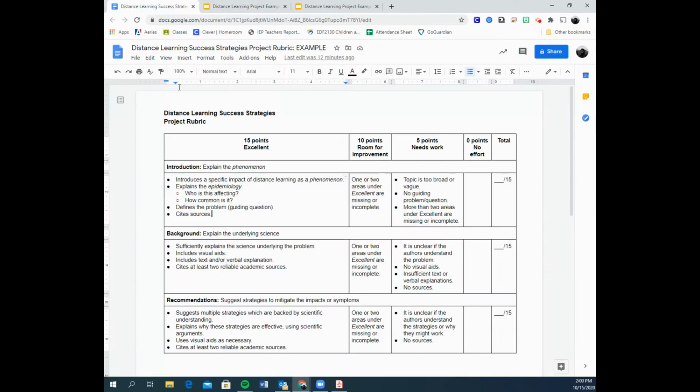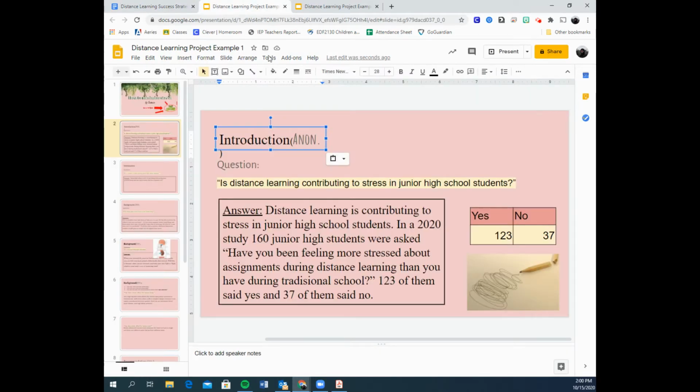Let's review the things we're looking for. Introduces a specific impact of distance learning as a phenomenon. That means demonstrates something, like explains that this is the problem we're trying to solve. Explains the epidemiology, meaning who is it affecting and how common is it. Defines the problem, meaning a guiding question, and cites some sources for their information.